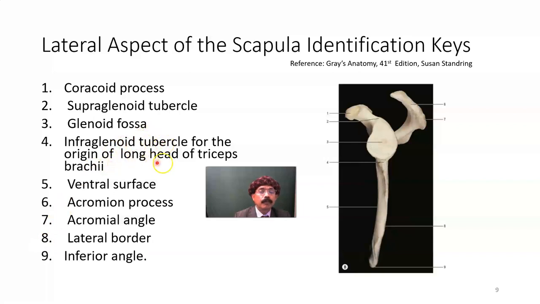Infraglenoid tubercle for the origin of the long head of the triceps brachii muscle. Coracoid process here, tip of the coracoid process, origin of the short head of the biceps brachii and the coracobrachialis.